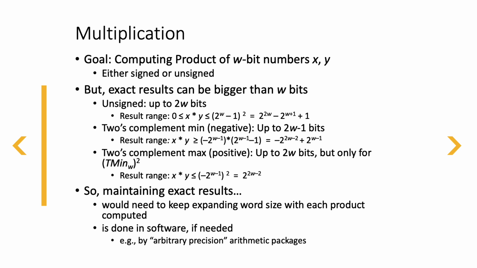So the takeaway is, for both 2's complement and unsigned, you might need twice as many bits to represent a product as you do to represent the 2 numbers that you're multiplying together. So in order to maintain exact results, we'd have to keep expanding the word size, right? Every time we do a multiplication, we would have to double our word size, basically, to be safe.